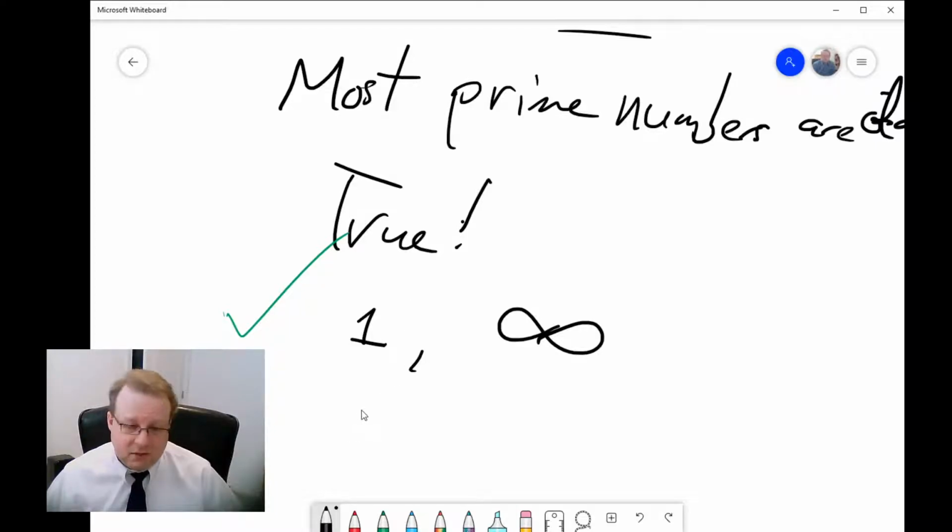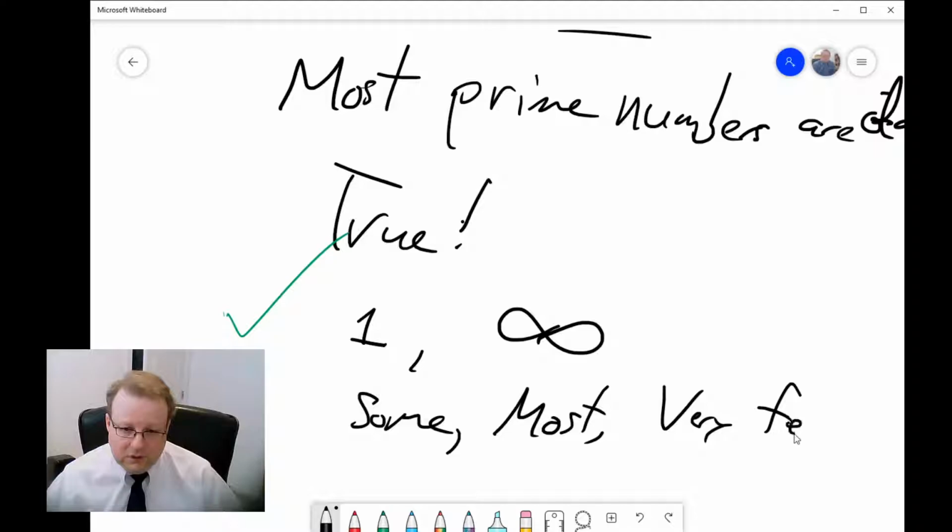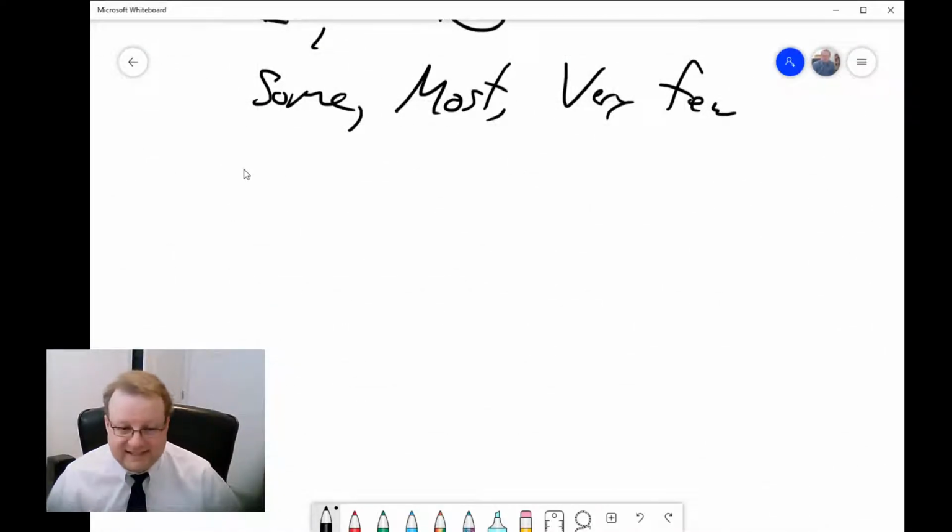By the same token, if you have the words some, most, very few, something that tells you it is only part of the population, especially some, which isn't a specific level, it's you have some where it's true and some where it's false, as opposed to more than half are true or much less than half are true. If you've got some, that's a pretty good sign that your true-false question is going to be true.